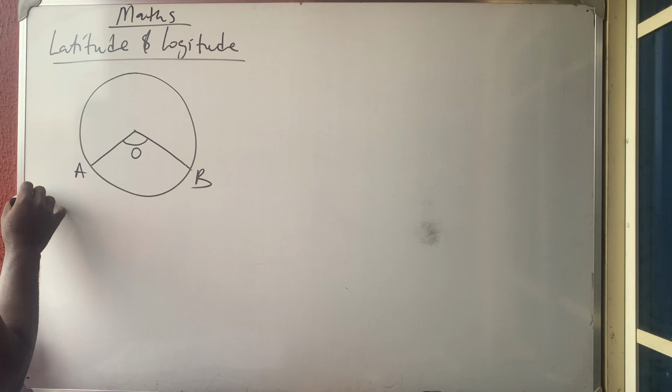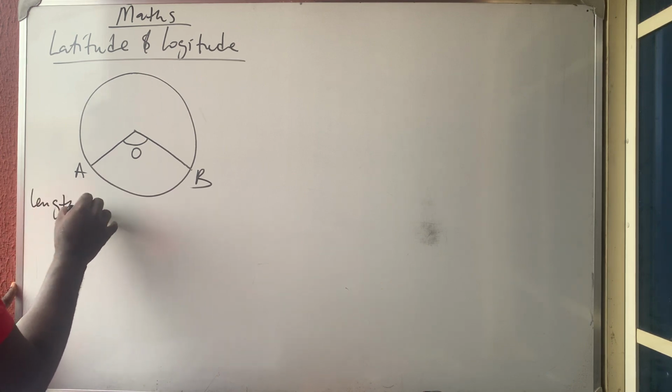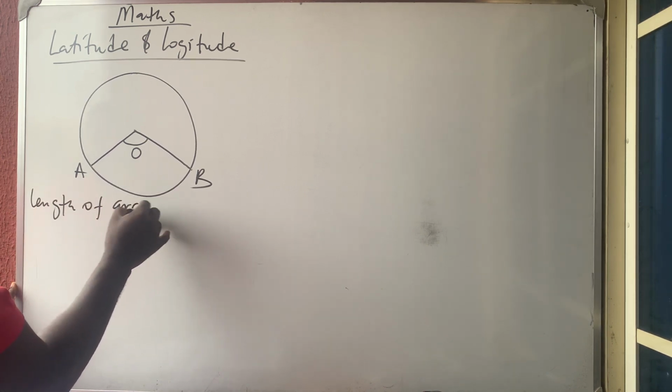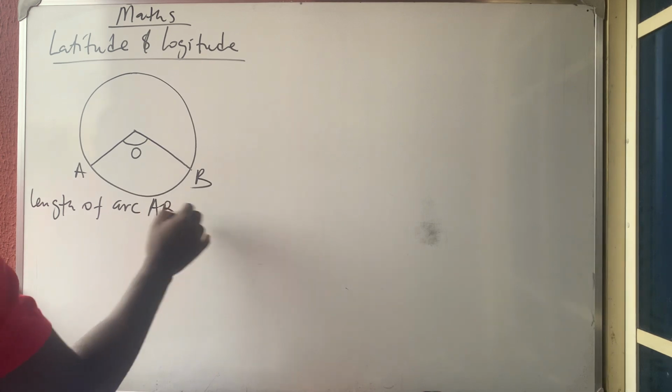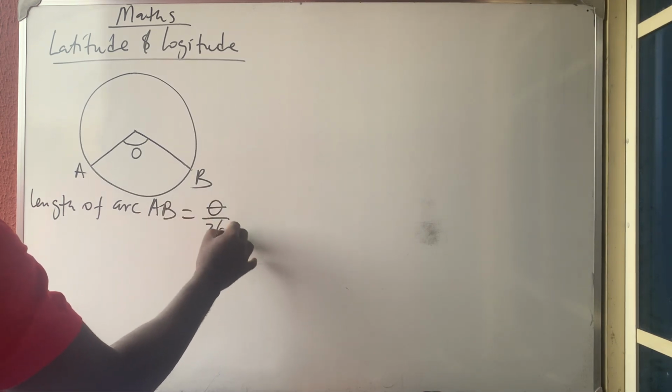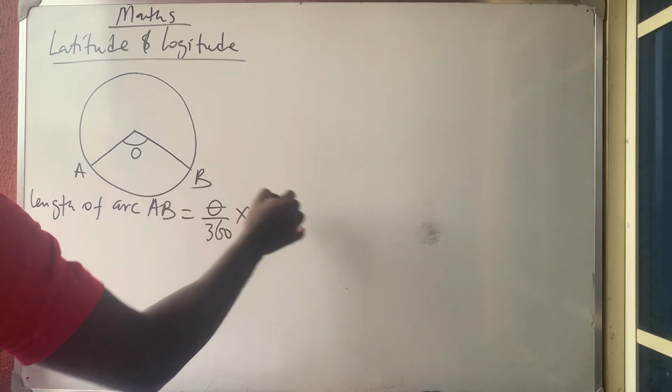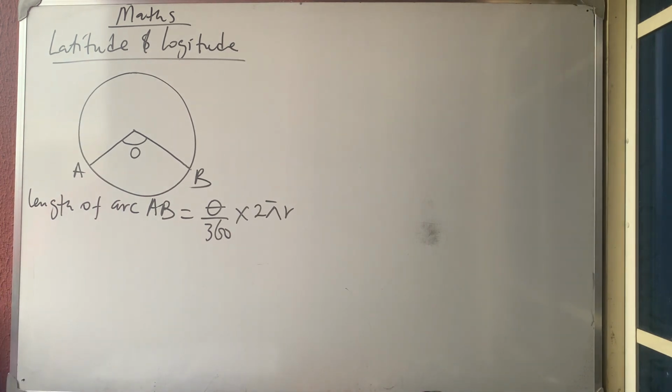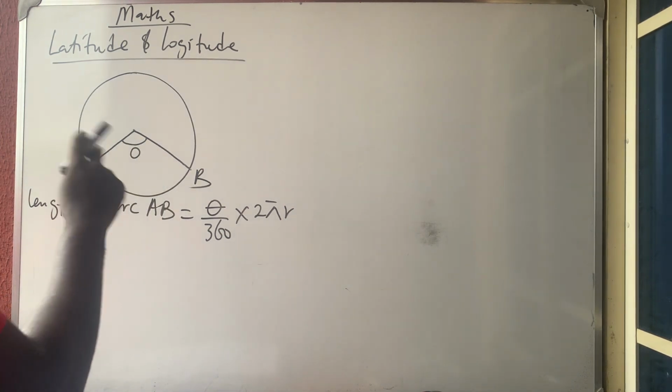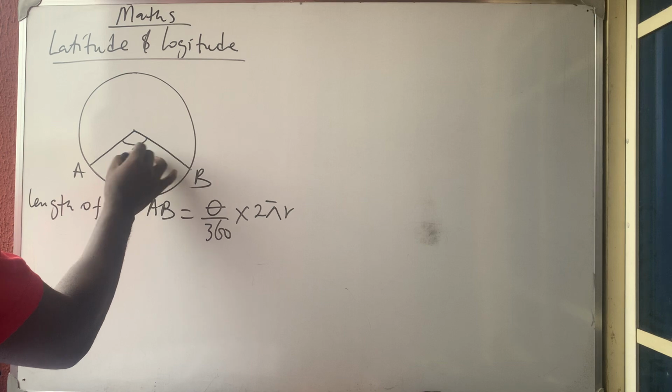So if you want to find the length of the minor arc AB, the formula is simply theta over 360 times 2 pi r. Why do we use 2 pi r? 2 pi r is called the circumference of a circle. That is the formula for the circumference of a circle. So that is the first thing you need to know for this topic, because this formula is very important. We'll be using it all the time.